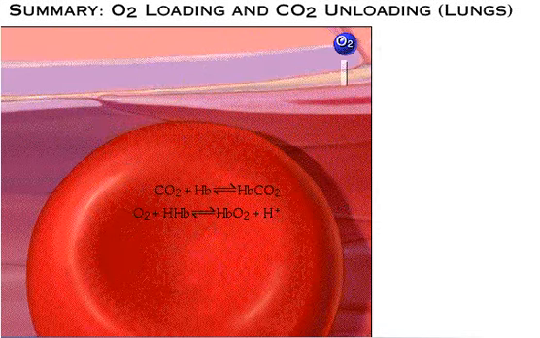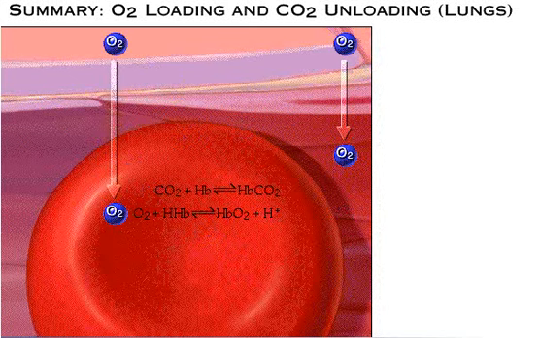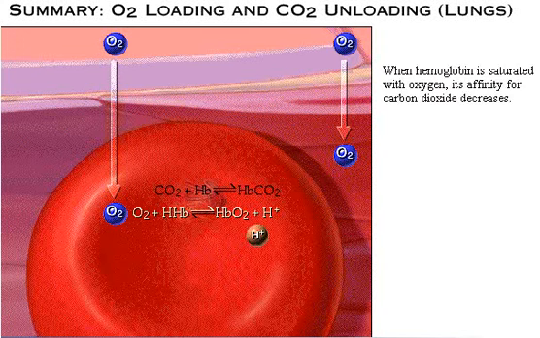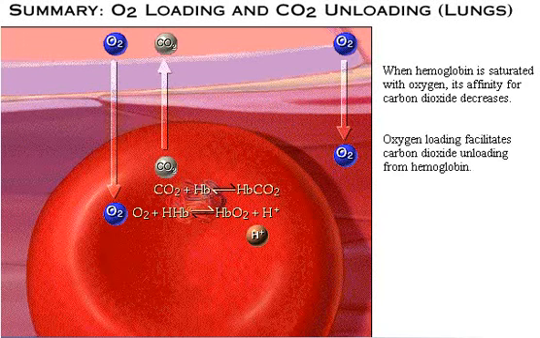During external respiration, a small amount of oxygen remains dissolved in the plasma. However, the majority continues into the red blood cells, where it combines with deoxyhemoglobin to form oxyhemoglobin, releasing a hydrogen ion. When hemoglobin is saturated with oxygen, its affinity for carbon dioxide decreases. Any carbon dioxide combined with hemoglobin dissociates and diffuses out of the red blood cell, through the plasma, and into the alveoli. In other words, oxygen loading facilitates carbon dioxide unloading from the hemoglobin. This interaction is called the Haldane effect.